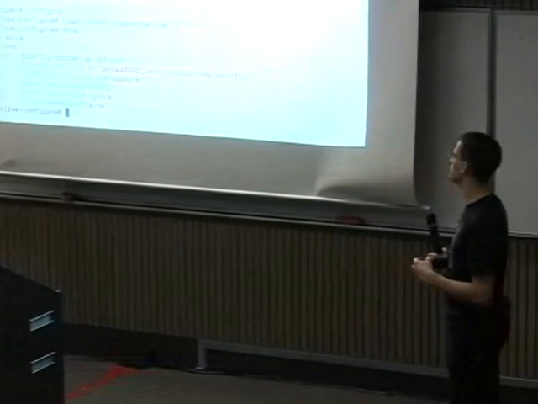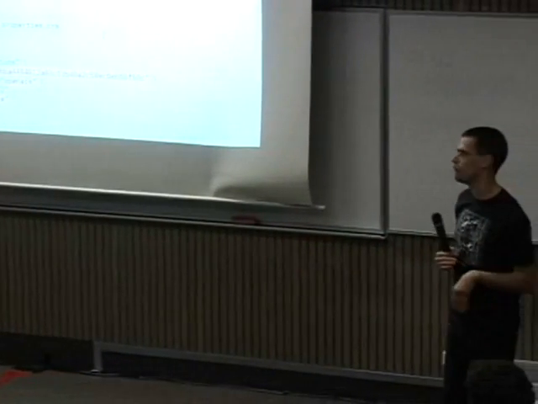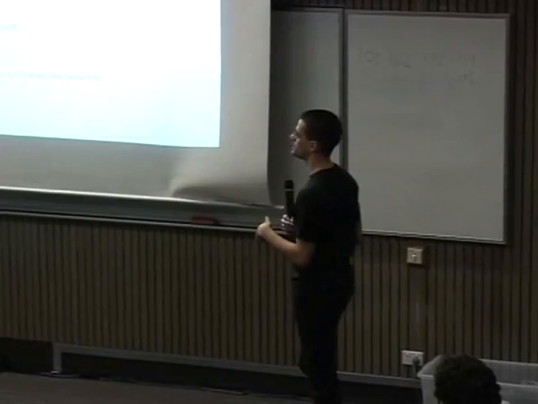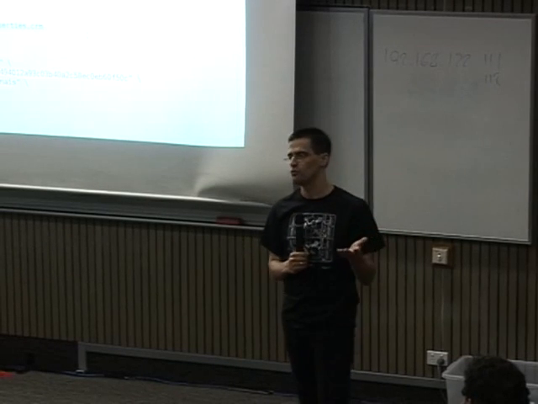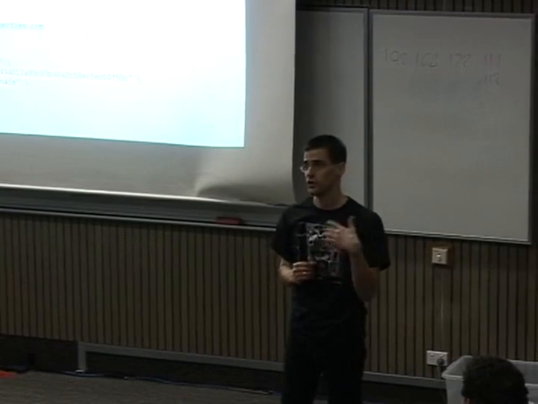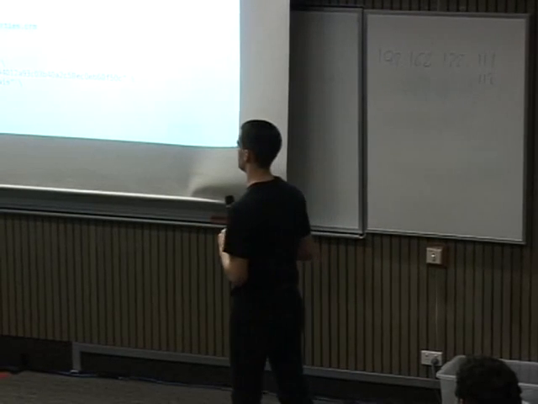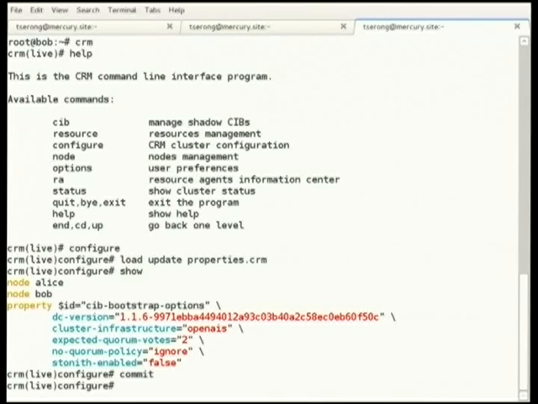What's nice about the CRM shell, we've imported the stuff, we've had it shown back to us, but in order for it to actually become active, we actually need to commit this. If we don't commit it, then that update gets thrown away. That update at this point doesn't do anything for us. We now actually have to add resources. Okay, like I said, what's a resource? Anything that the cluster manages.